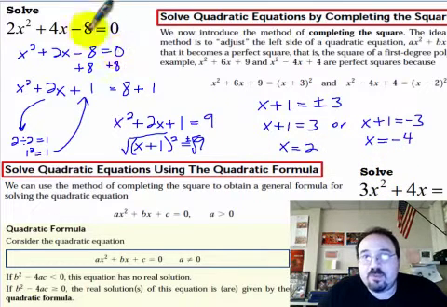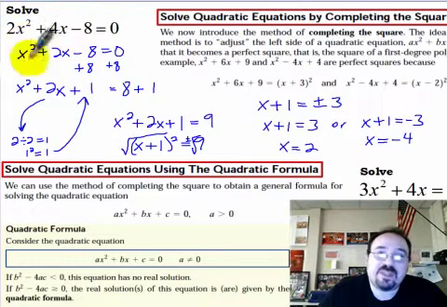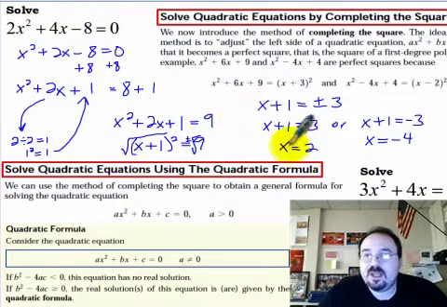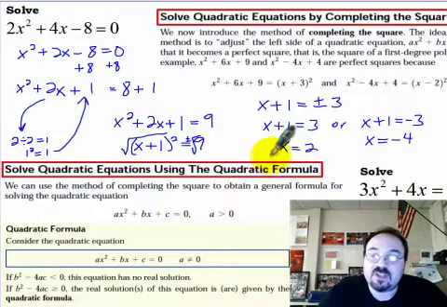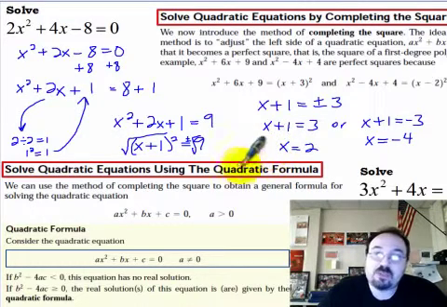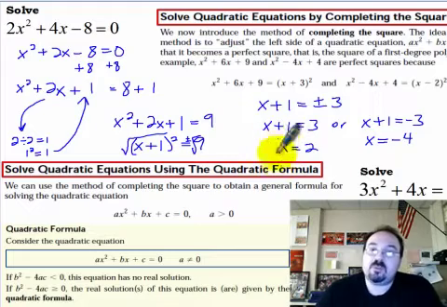Now this one, some of you might have noticed, could have been factored as well. And probably if I had one that I could factor, I would factor. But I just wanted to show you how to use the completing the square method, because you're going to use this all year. When you get to circles and conic sections, you're going to have to complete the square. So it's probably a pretty good technique to know.